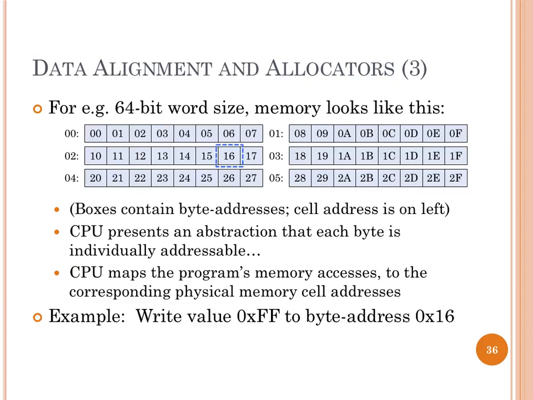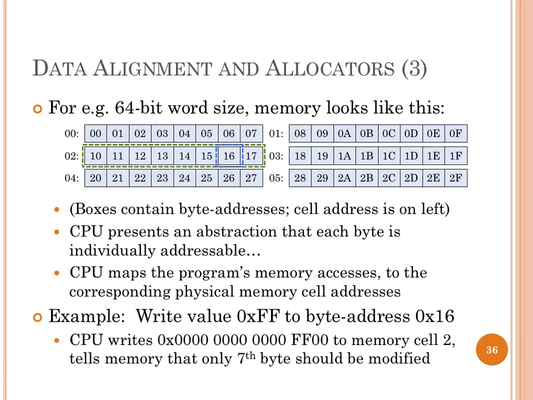I want to write a value to byte address 16 hex. Well, somehow the processor needs to figure out which 8-byte chunk it's interacting with. Turns out that's really easy. All it needs to do is throw away the low 3 bits on the address, because the low 3 bits tell it which byte inside the cell I'm accessing.